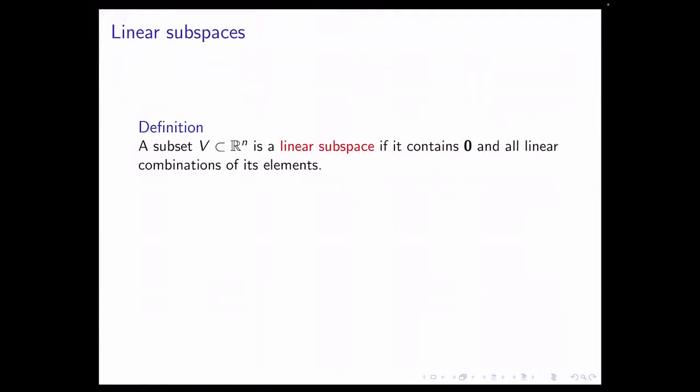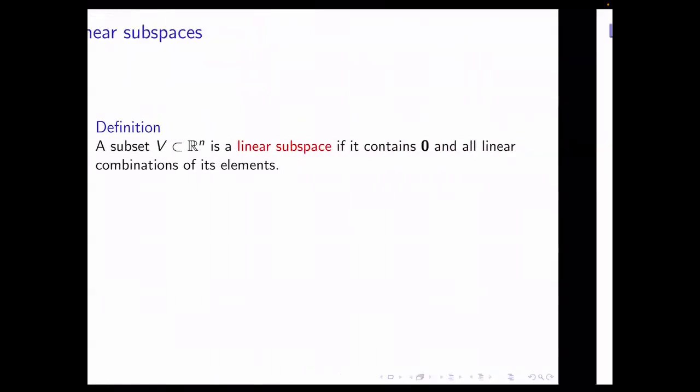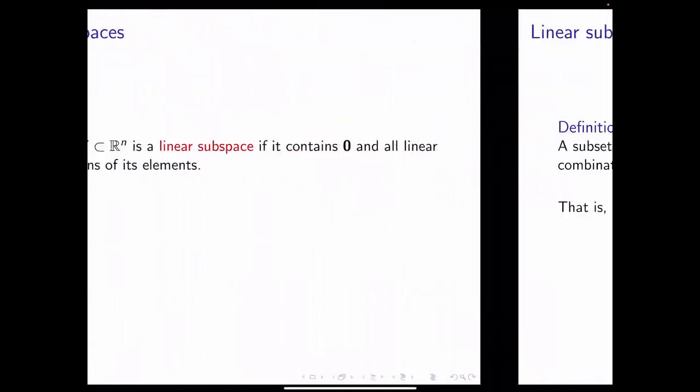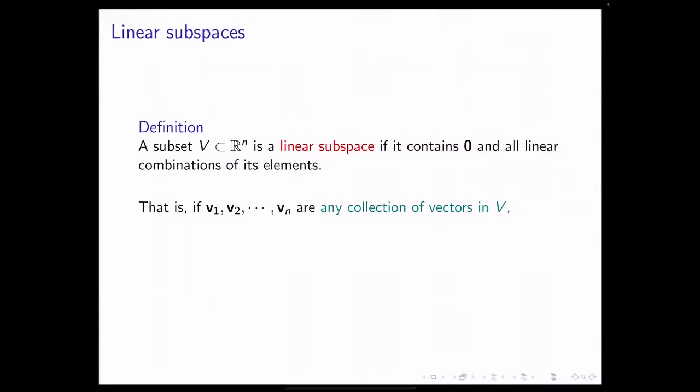Definition: a subset V of Rn is a linear subspace if it contains the vector 0 and all linear combinations of its elements. That is, if v1, v2, and so on, vn are any collection of vectors in the subset V, and c1 through cn are scalars, then the linear combination c1 v1 plus c2 v2 plus etc. plus cn vn is in V.